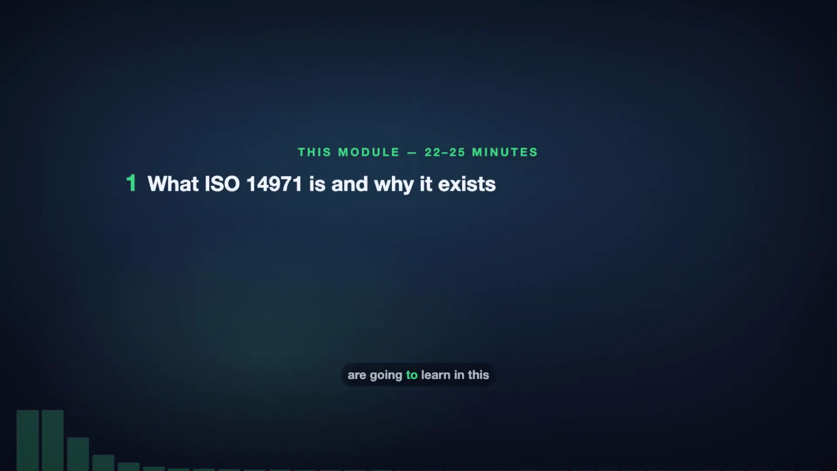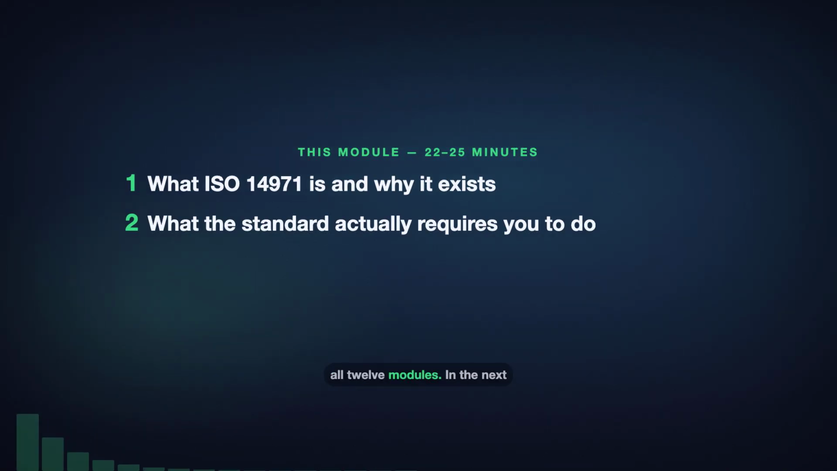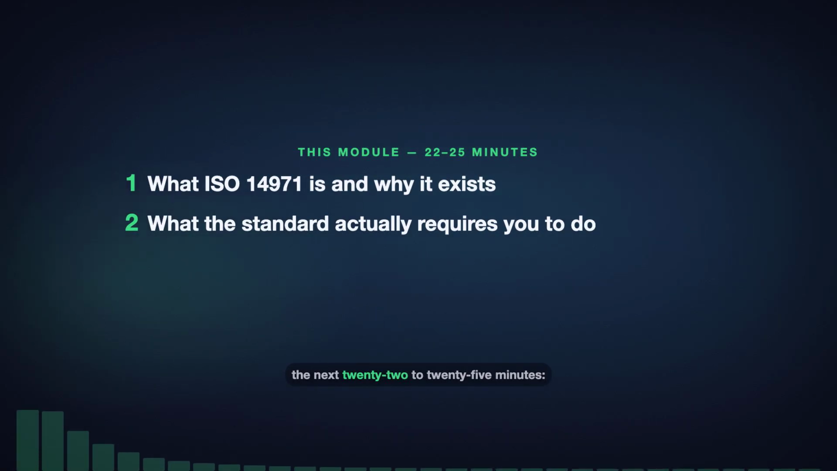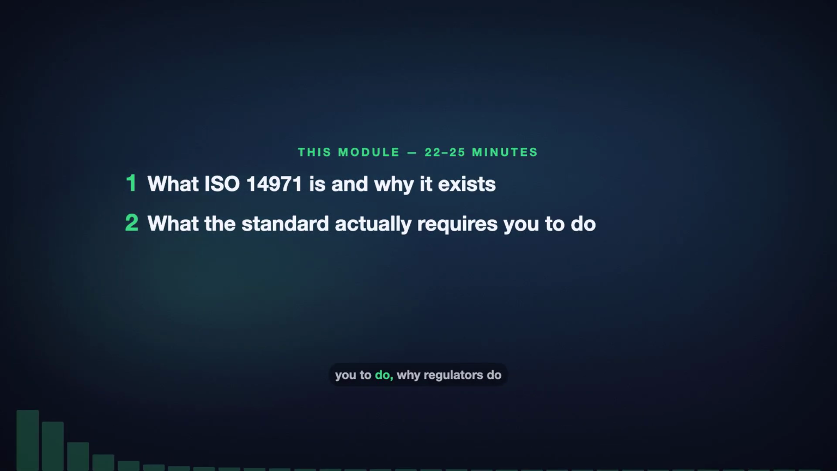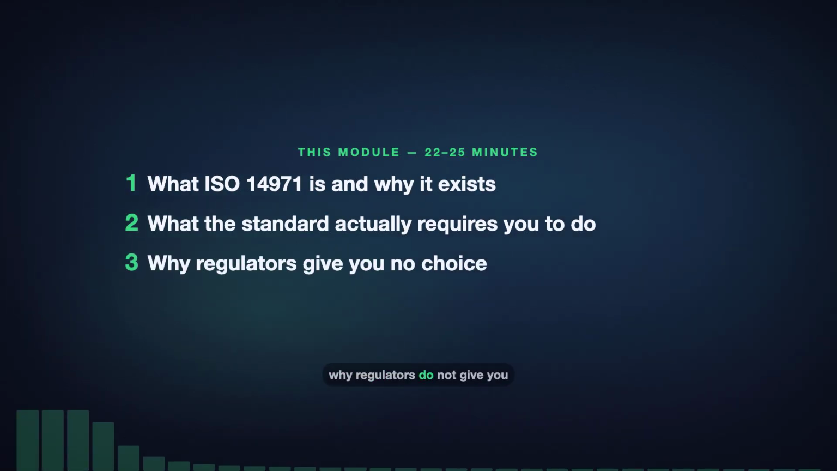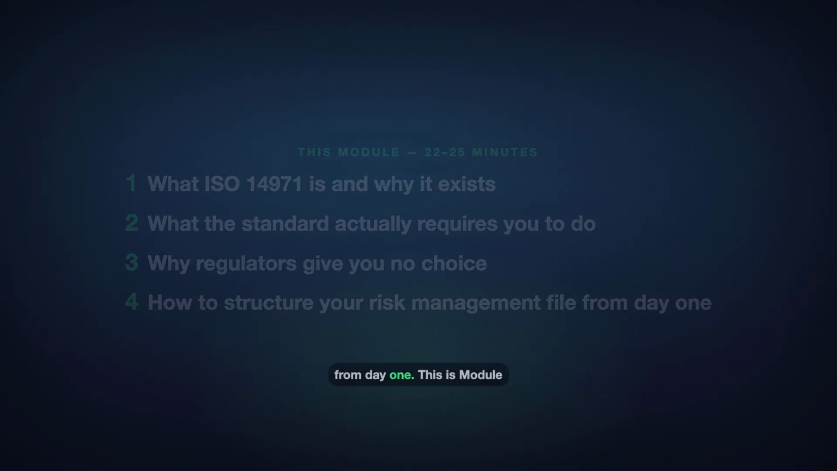Here is what you're going to learn in this module and what this course delivers across all 12 modules. In the next 22 to 25 minutes: what ISO 14971 is and why it exists, what the standard actually requires you to do, why regulators do not give you a choice about doing it, and how to structure your risk management file so you are building on solid ground from day one.